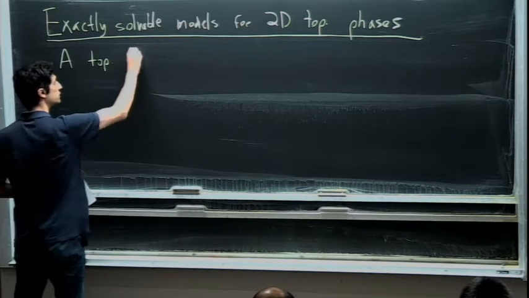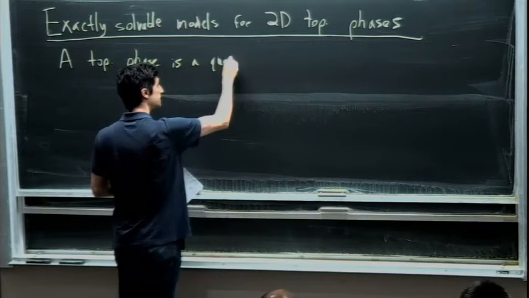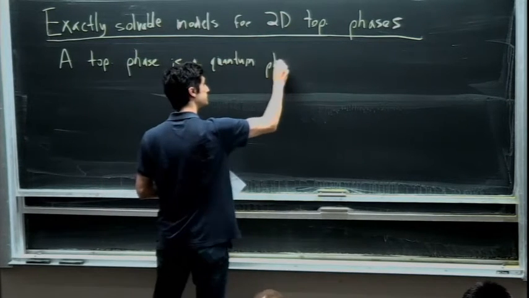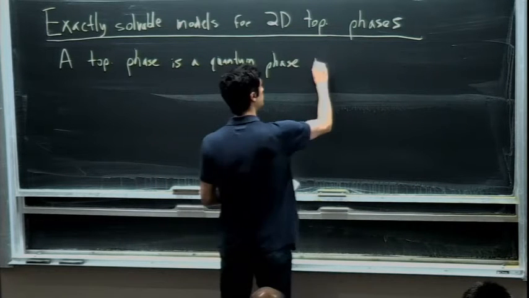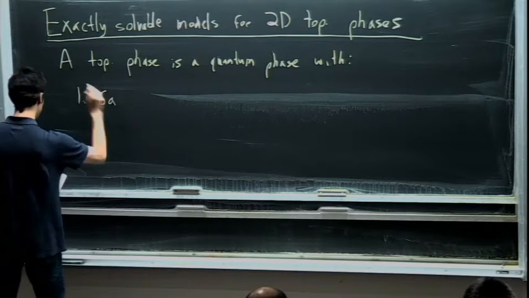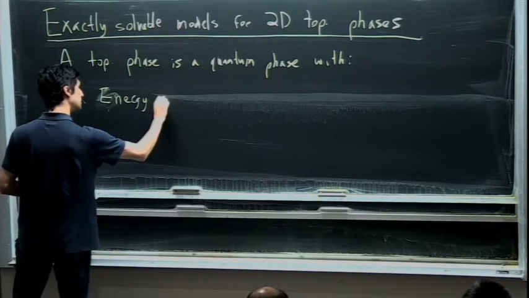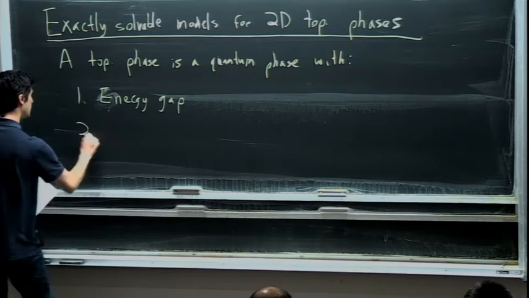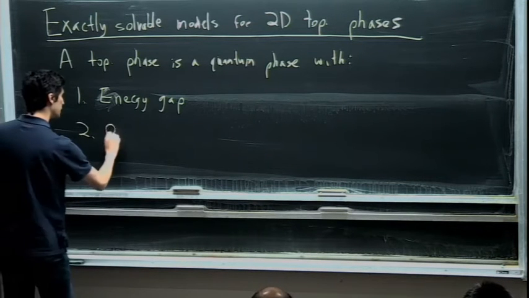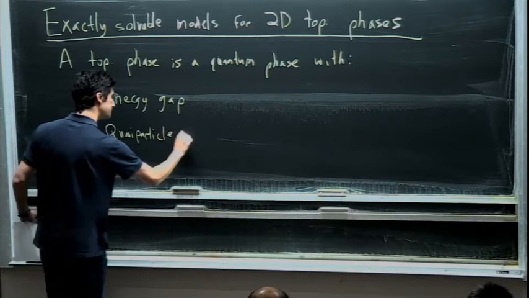A topological phase is a quantum phase. So we're thinking about basically a Hamiltonian with 2 properties: a gap, an energy gap in the bulk, and it has quasi-particle excitations with non-trivial braiding statistics.